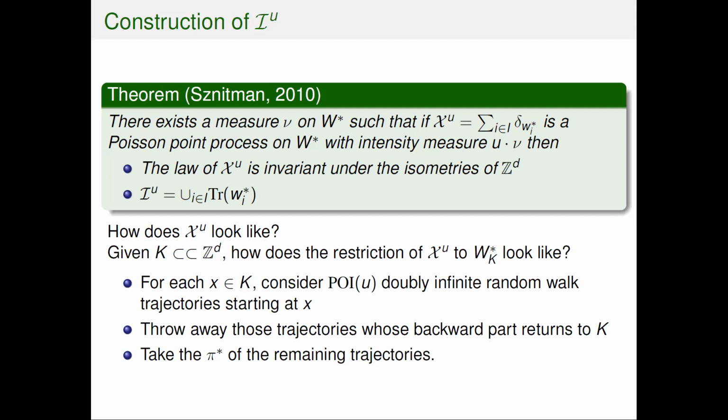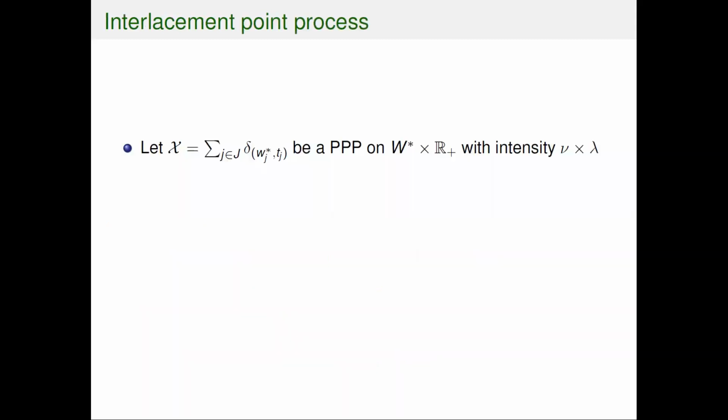So this is a strange subset of Z^d, and this is a strange Poisson point process on the space of trajectories. But there is good reason to make it a tiny bit more complicated. So let's define the interlacement point process. Namely, the full definition is you take a Poisson point process on the set of labeled trajectories. Each trajectory now has a label, and the label is just a positive real number. So this is going to be a Poisson point process on the space of doubly infinite trajectories times the set of labels. And the intensity measure of this Poisson point process is this measure nu from the previous theorem, product measure of that with Lebesgue measure on the set of labels.